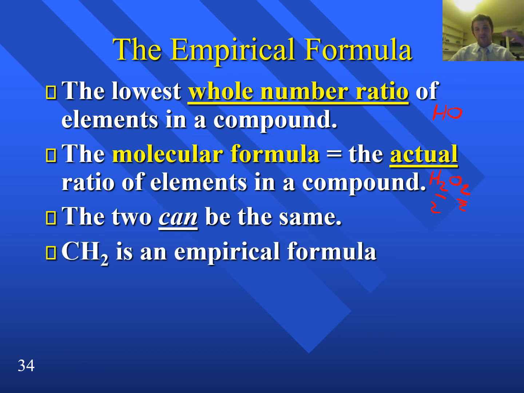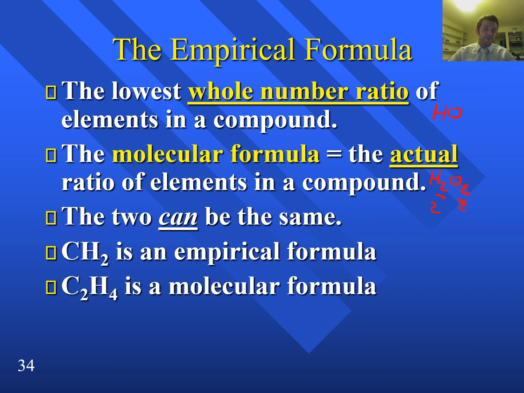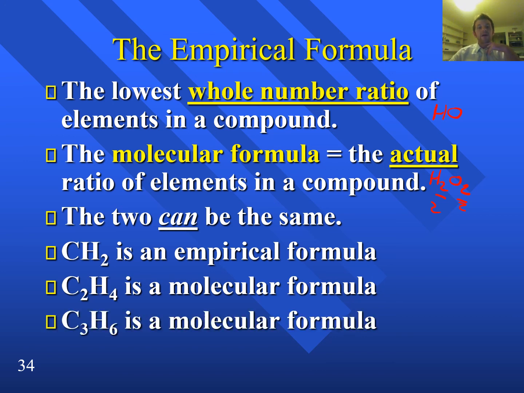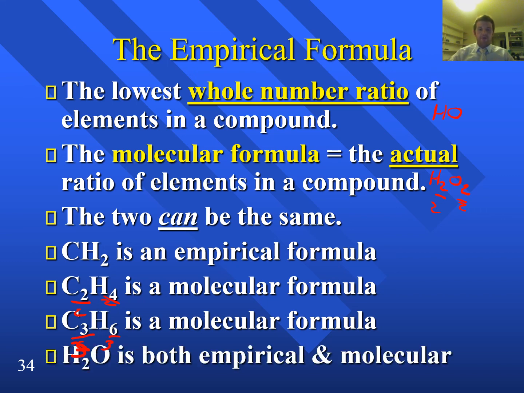So CH2 is an empirical formula, but C2H4 is a molecular formula. CH2 doesn't exist in nature, but C2H4 is ethene, and that is an incredibly important compound for us. C3H6 is a molecular formula because both of these I can divide by 2. I can divide them by the same number. This one I can divide by, that's supposed to be a 3. I don't know why I made it a 6. So you can start to see the pattern there.